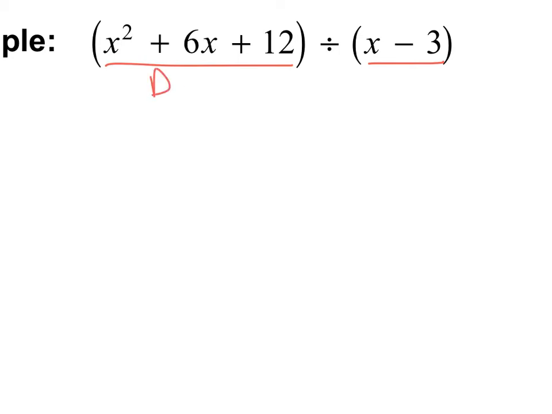This is called the dividend. Just for all purposes of vocabulary, so you know what I'm talking about. The dividend is what's being divided, and the divisor is what you're dividing by.